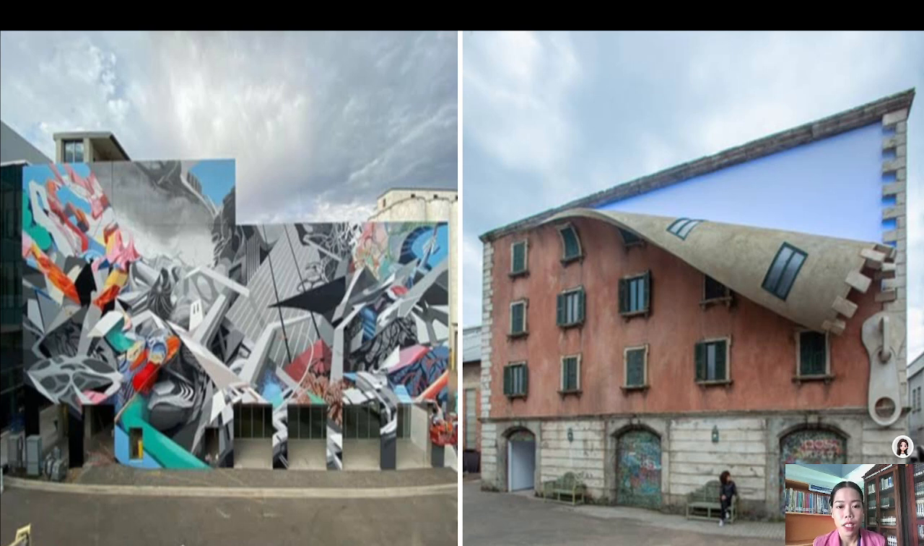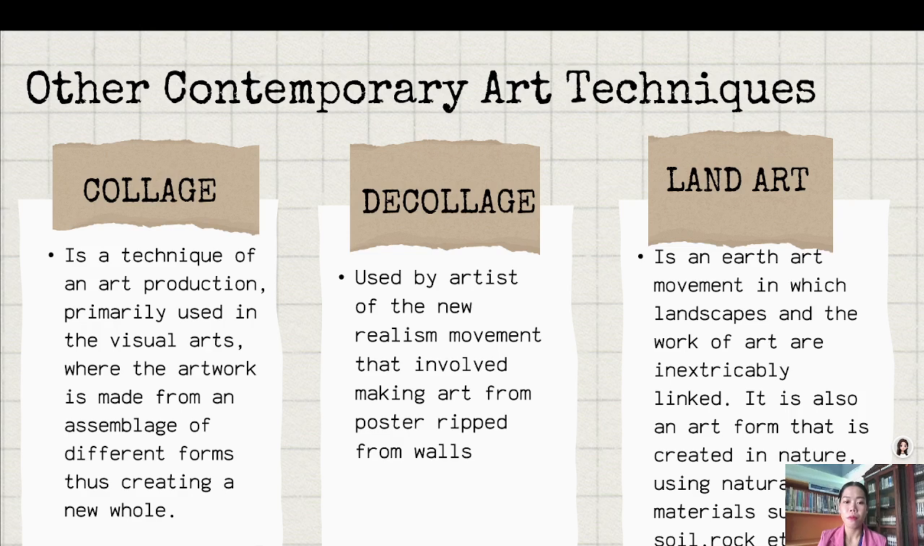By the way, what are unconventional materials? Unconventional materials are those materials that are not usually used as materials for art, for example, found objects. Unlike the conventional materials, which are those commonly used as traditional materials, such as paintbrush, canvas, and pencil. Those are the conventional materials. There are other contemporary art techniques.